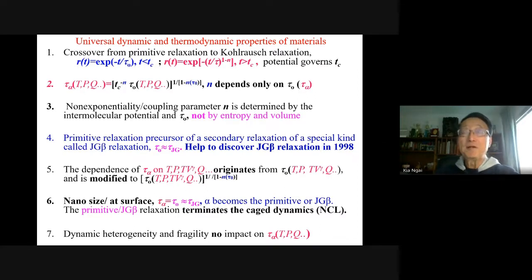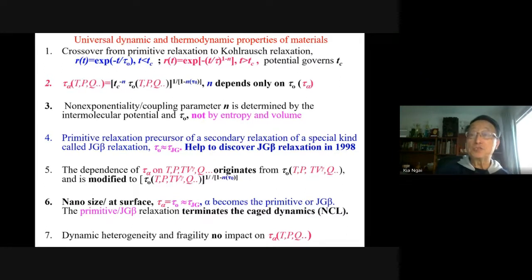So this red one, this thing in my mind already in 1998, is saying it would help me to discover the JG beta, the special kind we call JG beta. Instead of JG, people may be using JG all the time. They don't separate them from the special kind, which has this red relation there. But we do, and this helps to discover this one. So let's go to this number 4.